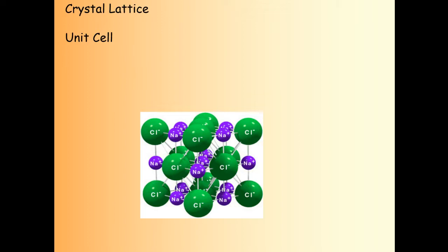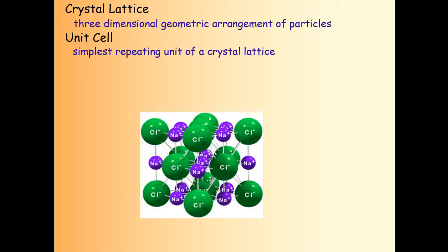A crystal lattice, and we can see an example here of the sodium and chlorine crystalline structure, is a three-dimensional geometric arrangement of the positive and negative particles. They're made up of repeating units, which is called a unit cell. It's the simplest unit of a crystal lattice, a unit cell.